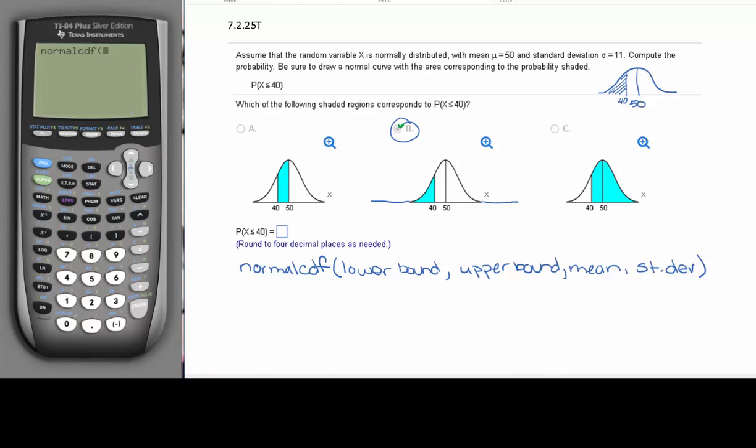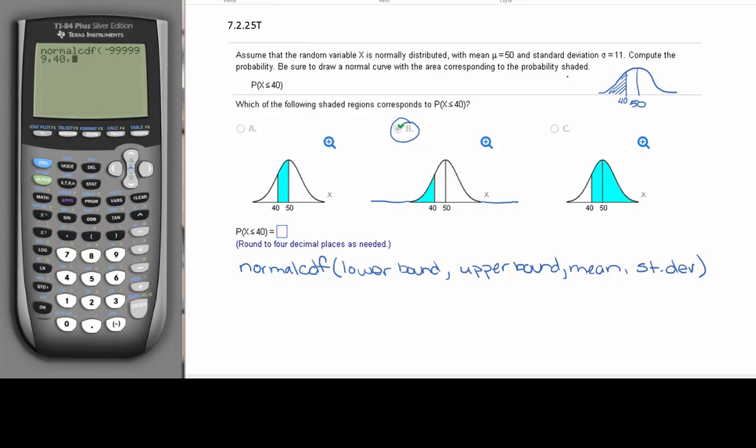So I enter in a negative, and again, there's a difference between a negative and a subtraction sign. Negative is the one in parentheses underneath the 3. So negative, and I enter in just several nines. So there's my big negative number, and then my upper bound. Whenever I'm looking at my shading, I'm going from a big negative number up to 40. So 40 is my upper bound.